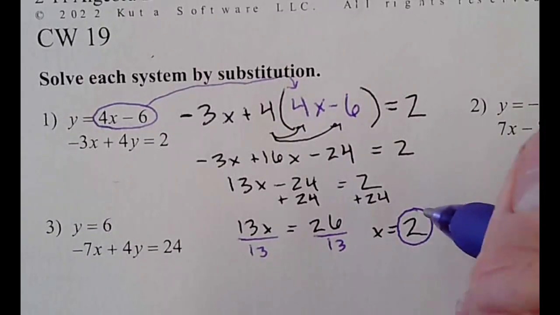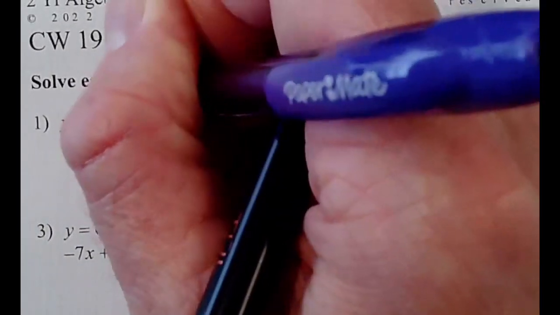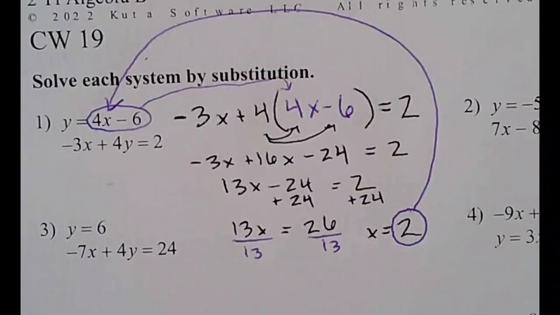So I'm going to draw my arrow. I'm going to draw it all the way up here, and then I'm going to draw it to that x because that's where it's going to go.